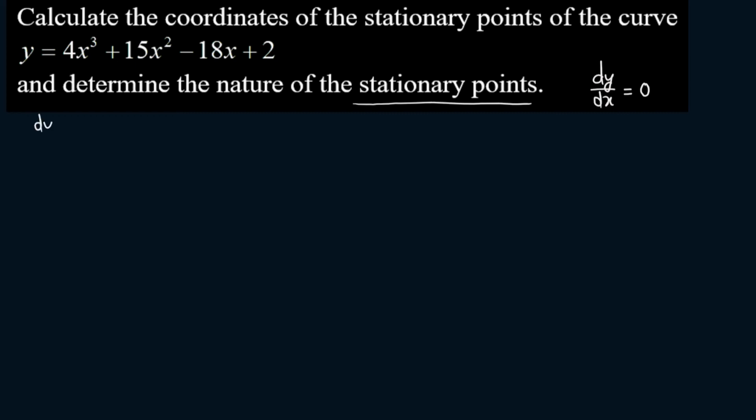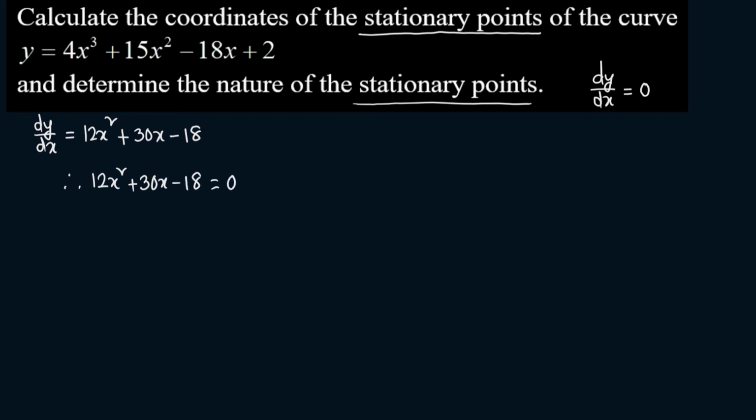If we differentiate it, dy by dx, we get 3 times 4, which is 12x squared, then 15 into 2, which is 30x, then minus 18. Now for stationary points, we need to consider that dy by dx equals 0, 12x squared plus 30x minus 18. Then we will get the x value of the stationary point.